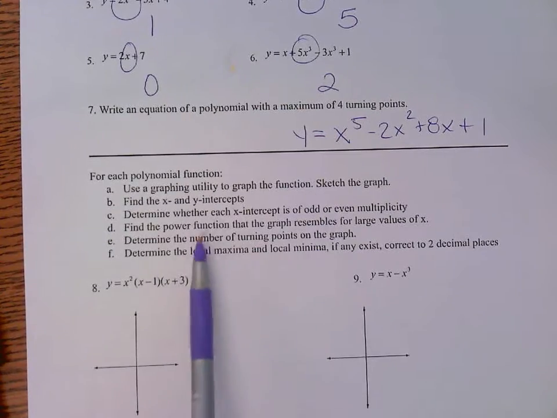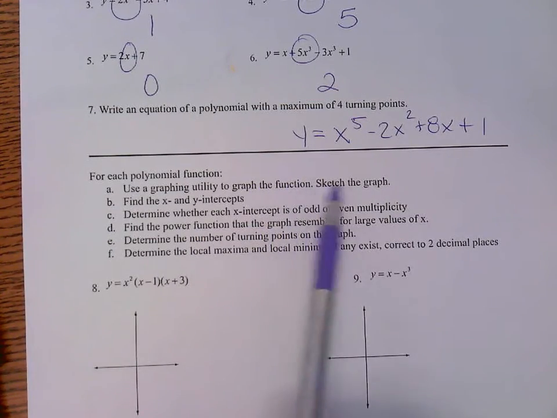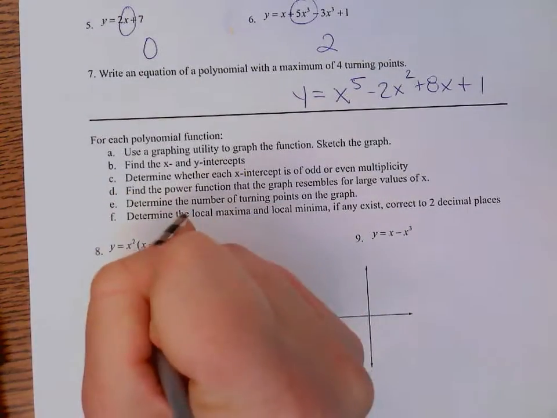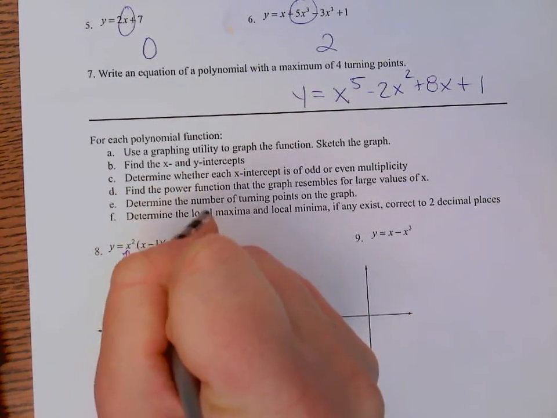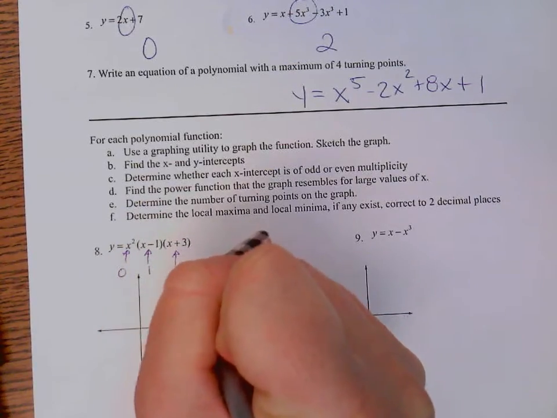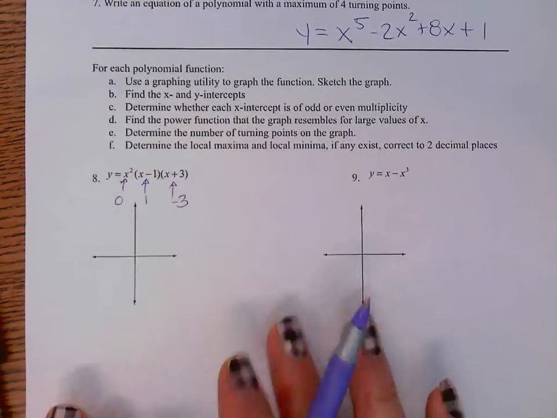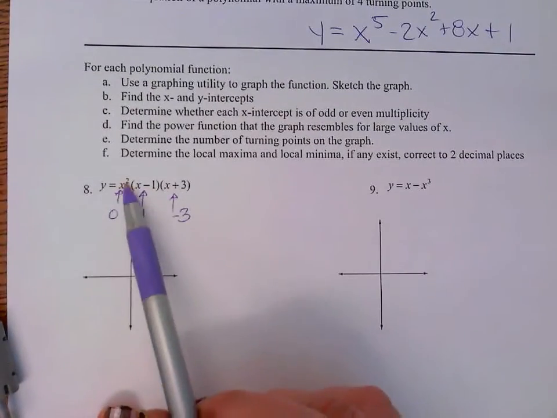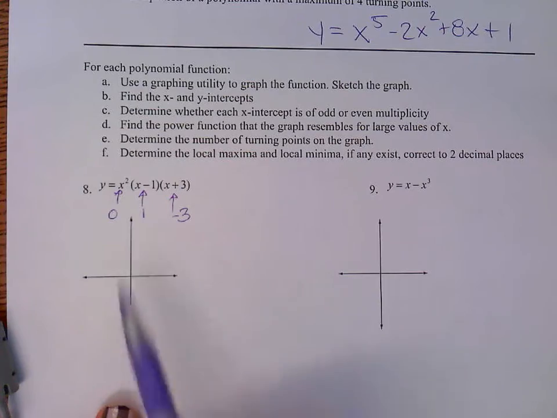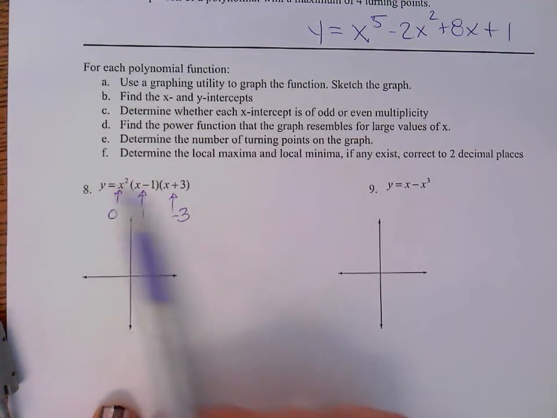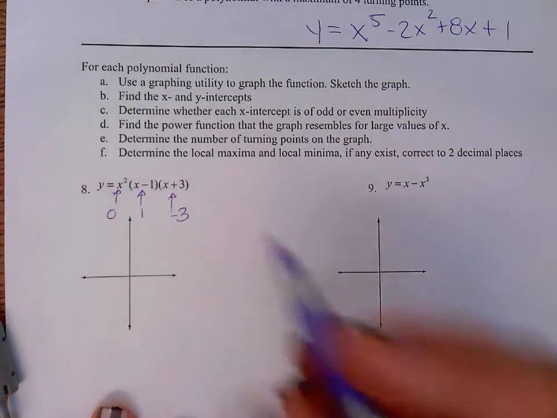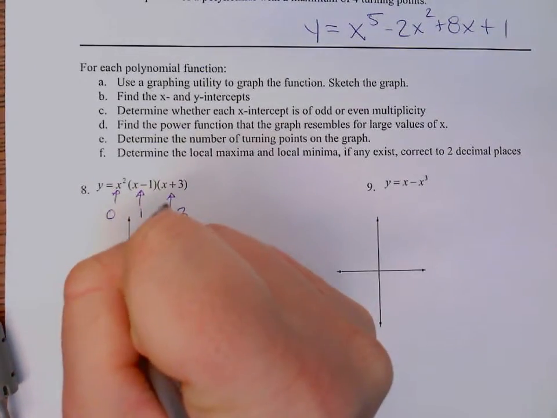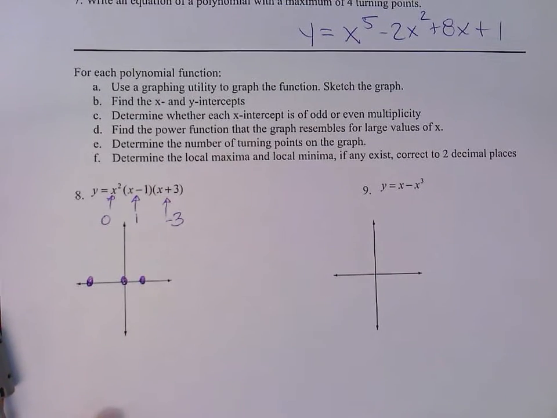I want to show you what you can do first without the graphing calculator. First, find the x and y intercepts. We should know that the x-intercepts are at 0, +1, and -3, because it's the opposite of what's inside the factor. 0 squared is 0, and that makes the whole function 0. 1 minus 1 is 0. That makes the whole function equal to 0. So I'm going to plot 0, 1, and -3 on the x-axis, because those are x-intercepts.